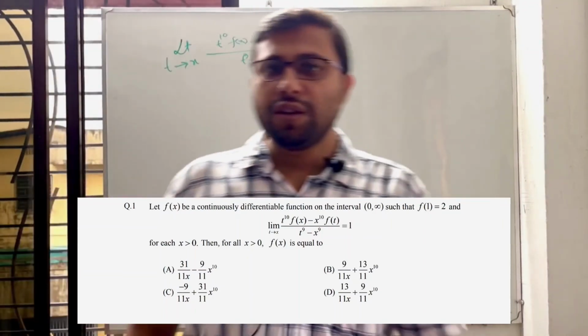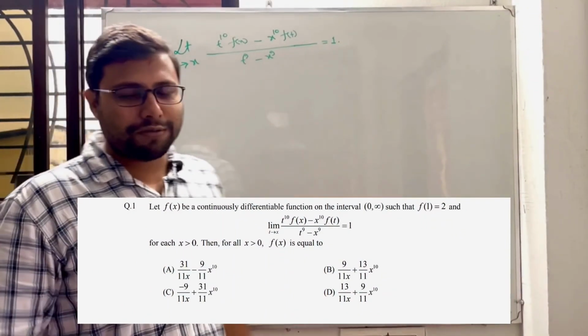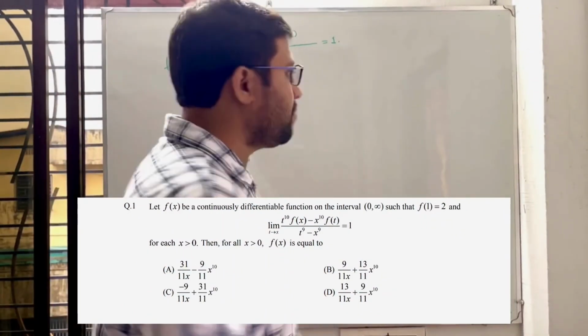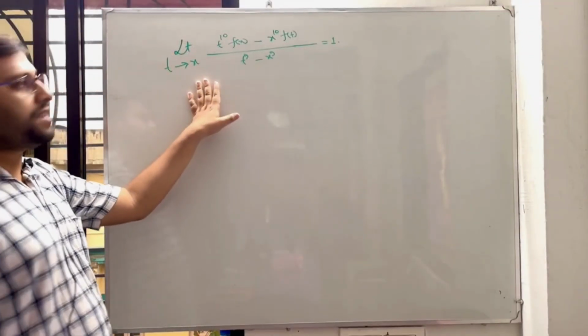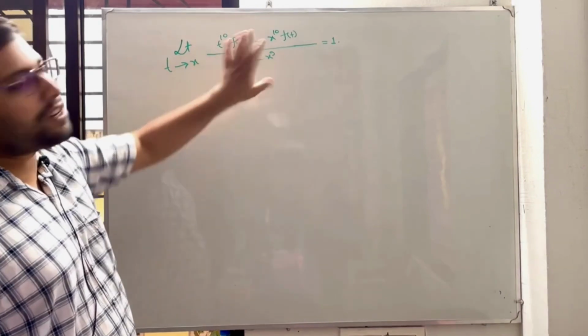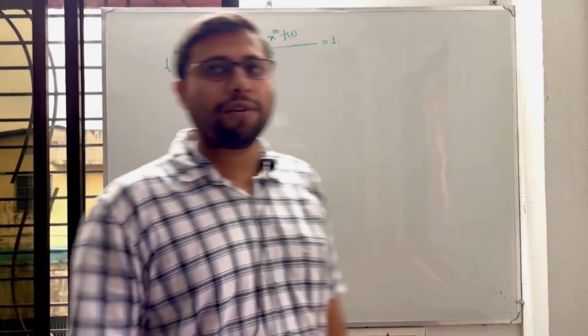So students, we will solve this problem. We can solve this problem in various techniques. First, we will solve this in a very simple way. First, look at this thing. If we take the limit t tends to x, then both numerator and denominator are 0. So this becomes a 0 by 0 form, that is an undefined form.